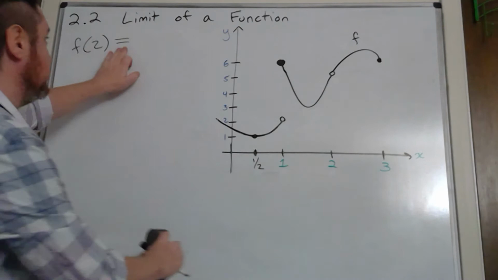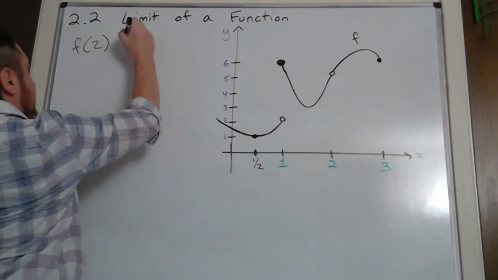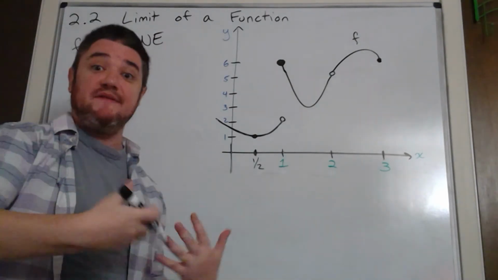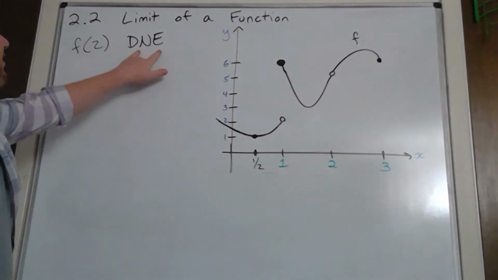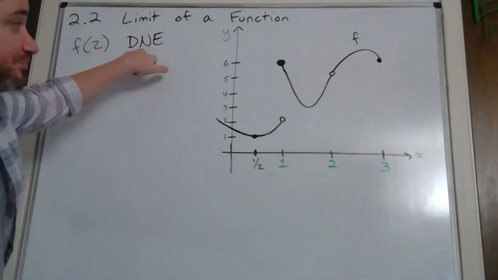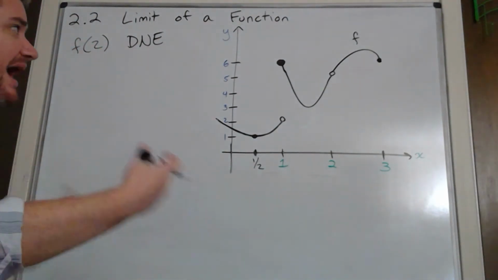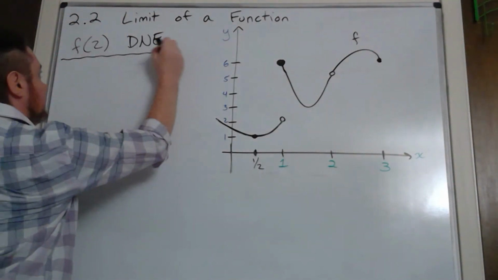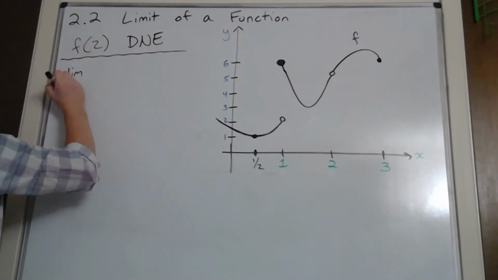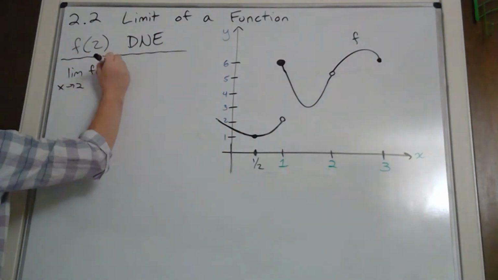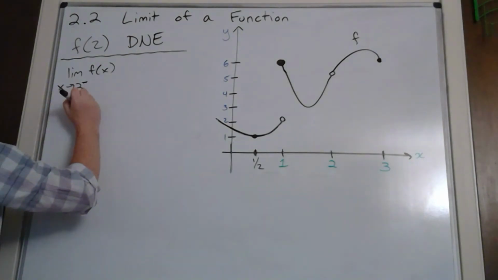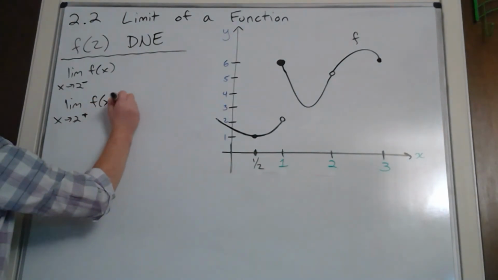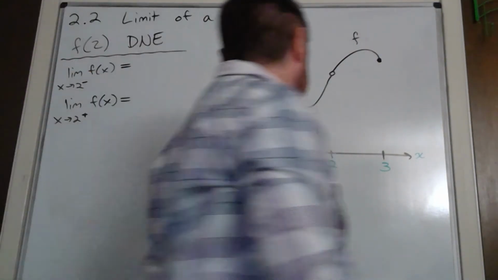So f of 2, and I'm always reluctant to keep an equal sign, because it doesn't really make sense to say f of 2 equals does not exist, right? It's just f of x does not exist, right? So there we go. So in this case, f of 2 does not exist. Okay. What about the limit? So let me do this one. I'll do the 2 pieces first. So let me write the limit as x approaches 2 of f of x from the left, and the limit as x approaches 2 from the right. Okay? So we'll set them both up.